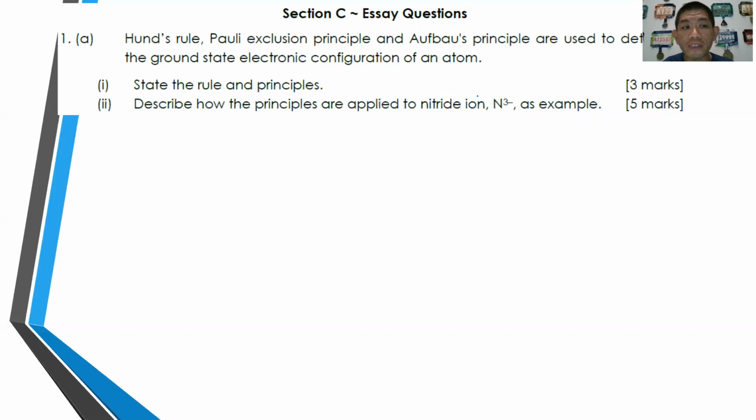So without any hesitation, let's begin the lesson today, where we are going to start with the discussion of essay question number 1A. Number 1A sounds like this. Hund's rule, Pauli exclusion principle, and Aufbau principle are used to determine the ground state electronic configuration of an atom. Number 1, state the rules and principles, 3 marks.